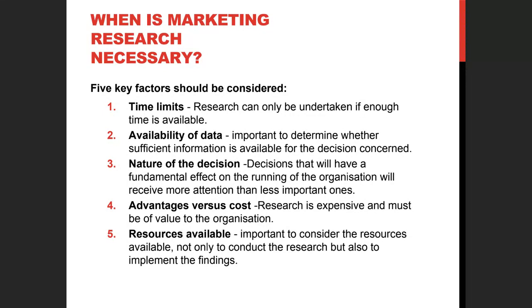Availability of data. For instance, in cases where secondary data is sufficient, there may not be any need to conduct primary research. But in cases where secondary data is not sufficient, there may obviously be need to conduct primary research so that you can get the information. The nature of the decision that is to be made also needs to be considered, as that will also inform the type of research and the costs that can be incurred by the organization.